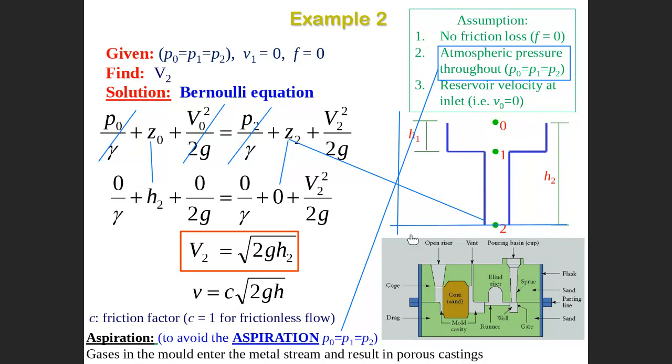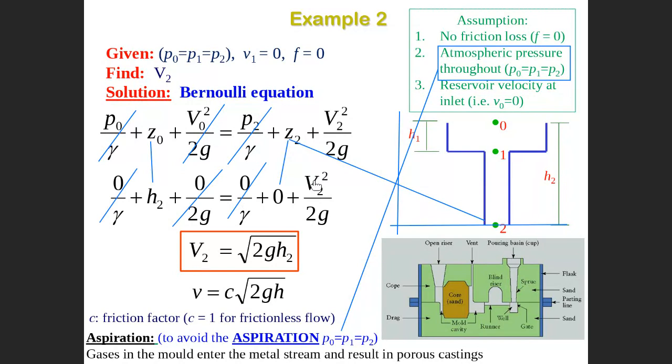If someone doesn't want to do this and would like to put the axis at 0, no problem. You can put the axis at 0, then Z0 will be 0, but Z2 will be minus H2, which will be the same and will lead to the same result. So in this equation, this is H2, this is 0, and you get 0 here, 0 here, 0 here, as you can see. This one is H2, this one is 0 also.